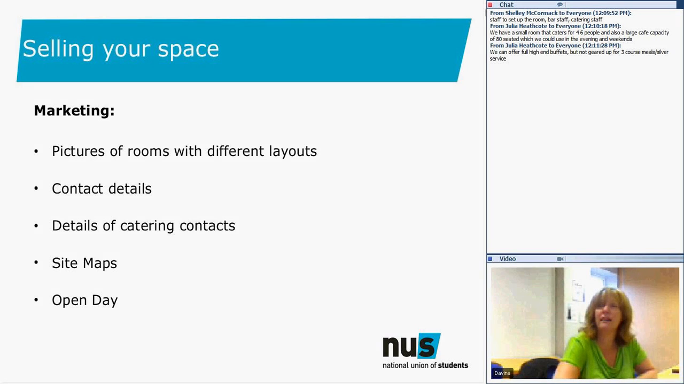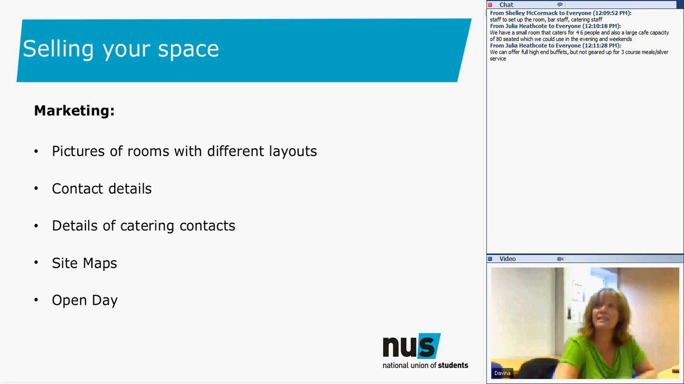Next is how you're going to market your space. It's really good if you can put some kind of brochure together. Ideally, for event managers like myself, it really helps if we can have images of the pictures, again with the different room layouts, just so that we can have an idea of what the rooms look like. Include your contact details. Obviously, we need to know who we're going to get in touch with. If it's one contact, then that's great. But if we have to deal with a catering contact as well, then try to include all those details too.